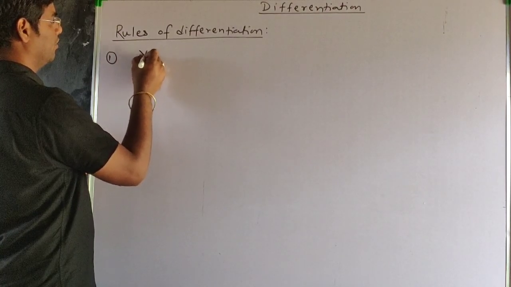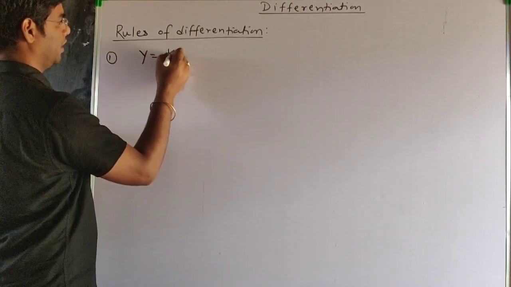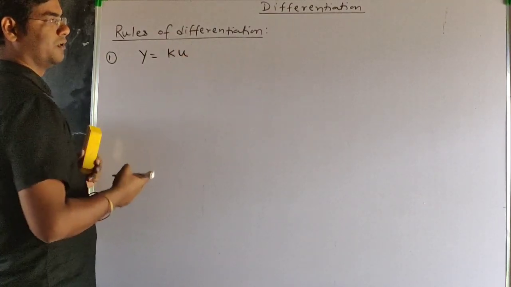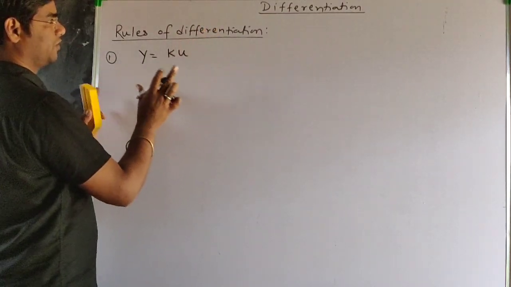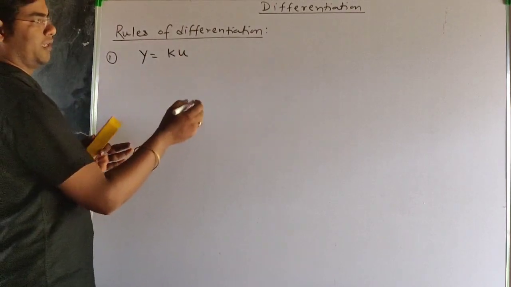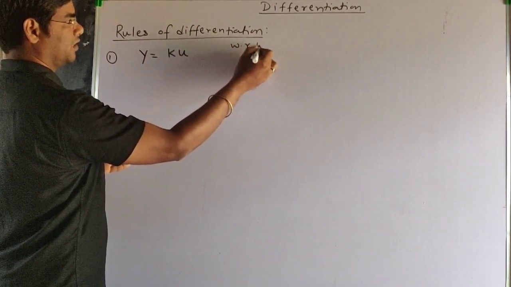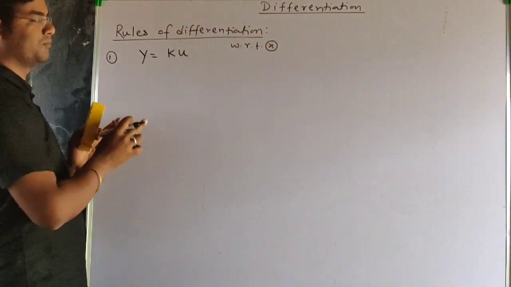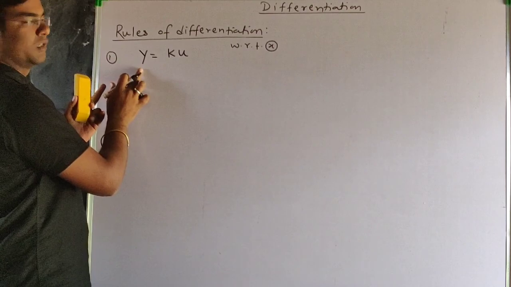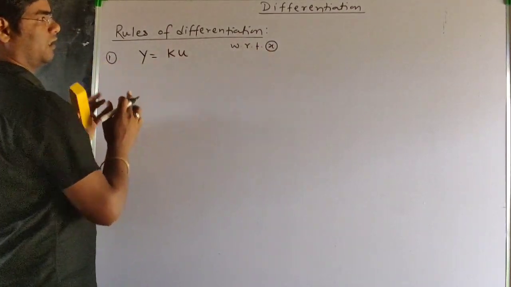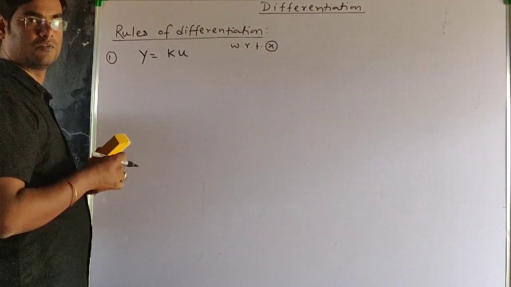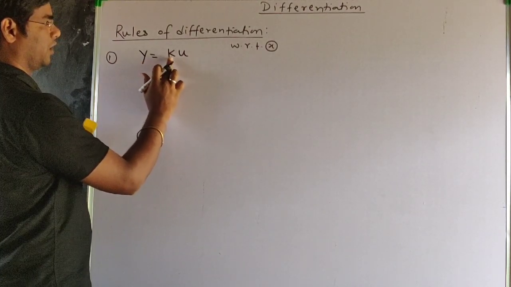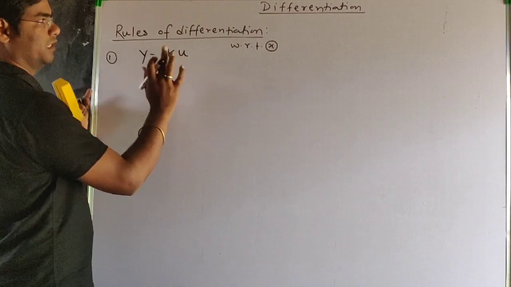Suppose we have to differentiate k into u, where k is any constant and u is any variable. Variable means what? Here we are differentiating y with respect to x. If we are differentiating any term with respect to x, then x is considered as variable and we are denoting the function by y. Therefore, x and y are variable and remaining terms are known as what? Constant. So here we are taking, suppose y is equal to k into u, where u is any variable.